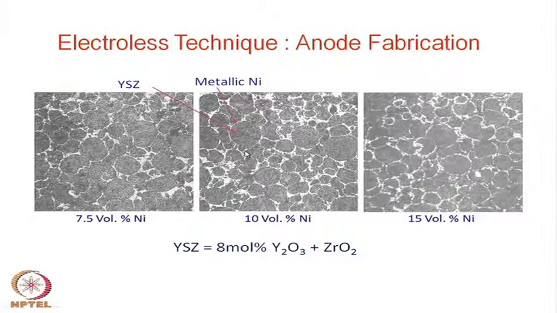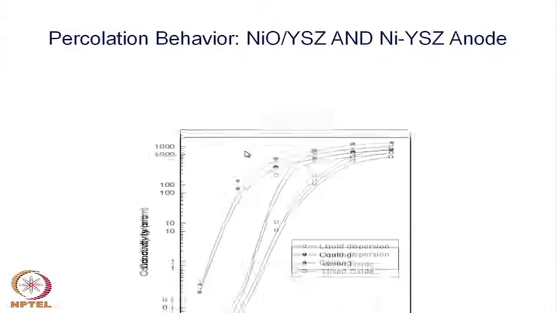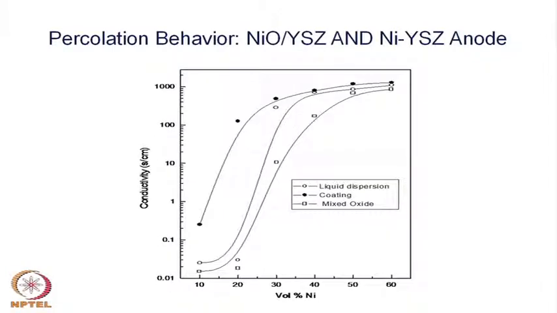Now, the advantage of this kind of structure is important, and one can see from this particular graph where we have plotted and compared the electrical conductivity of differently prepared nickel YSZ mixtures. Three different types of mixtures have been prepared by different techniques. One is the normal solid state mixing, that is the mixed oxide technique, that means nickel oxide and YSZ mixed together, sintered and then reduced in hydrogen atmosphere.